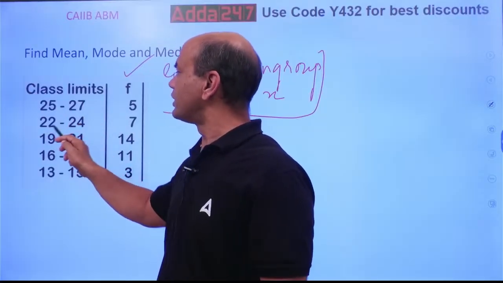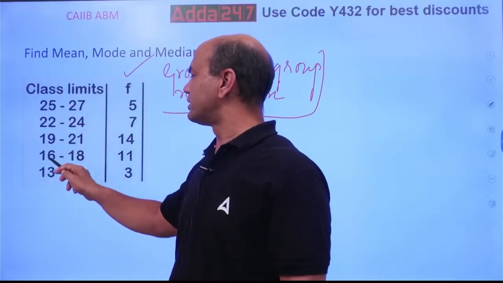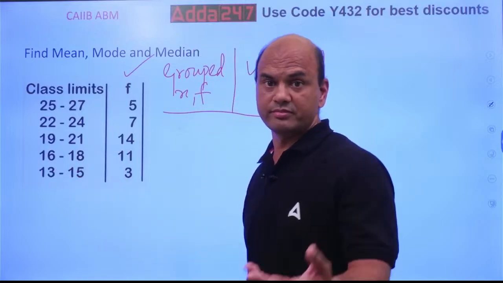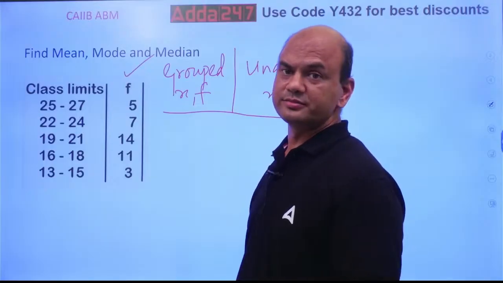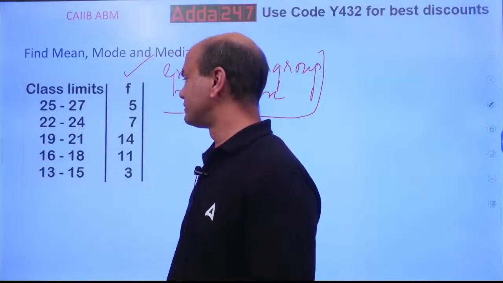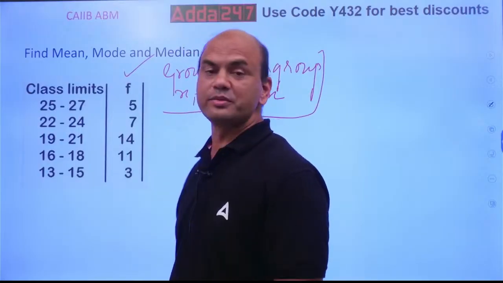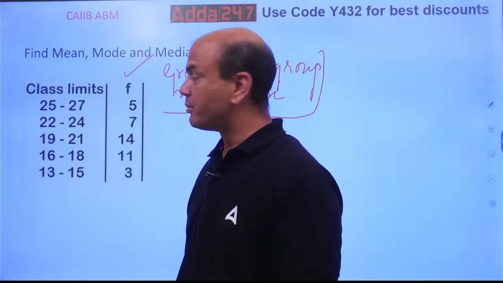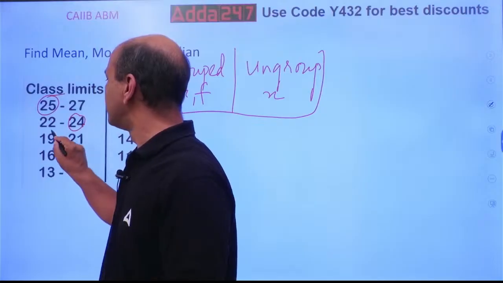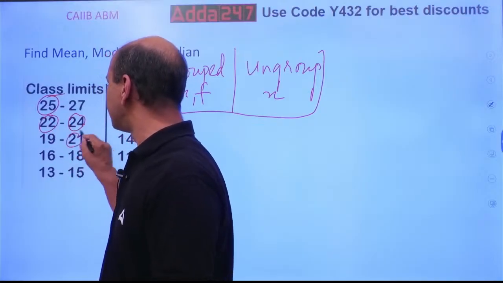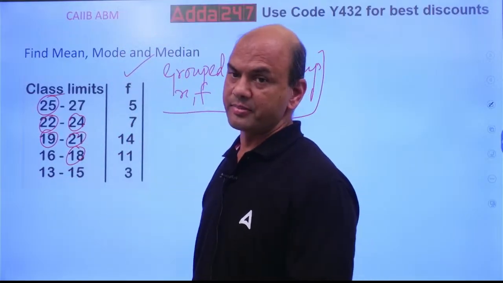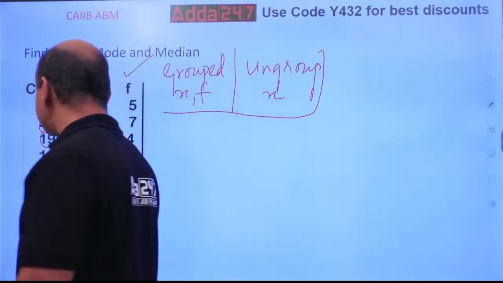25 to 27, 22 to 24, 19 to 21, 16 to 18. This group is called as what? Everyone. This group is called as inclusive group. Why? Because the ends are not matching. Look at the ends. 25, 24, 22, 21, 19, 18. The ends are not matching. This is called as inclusive group.